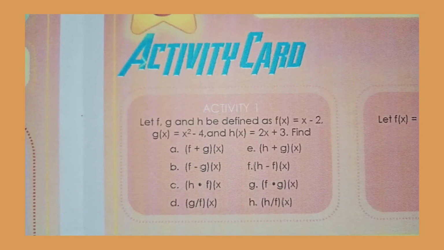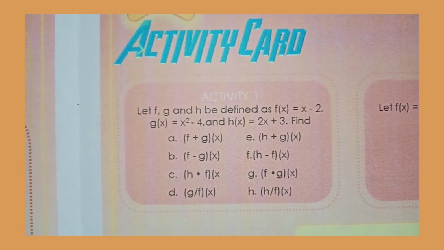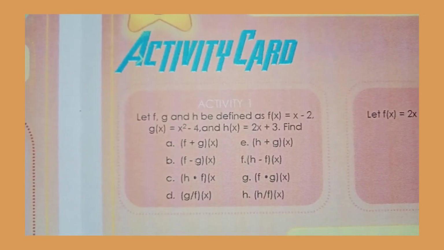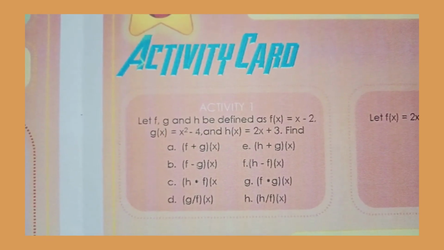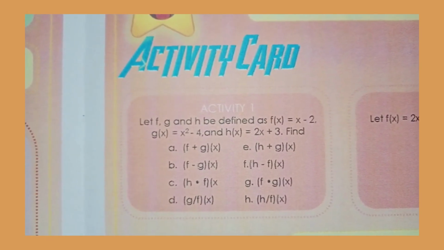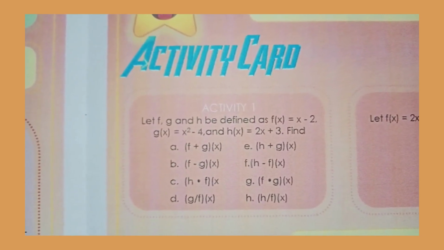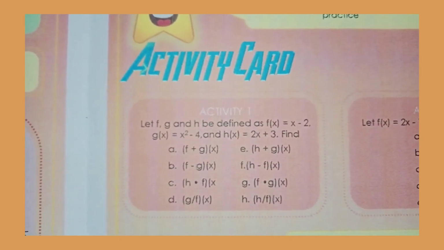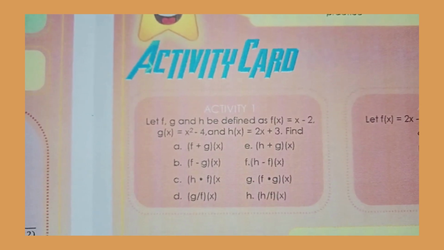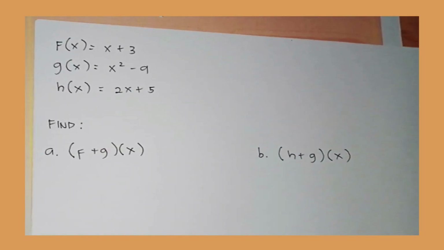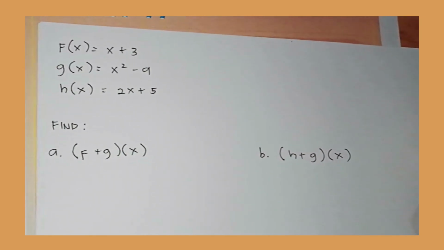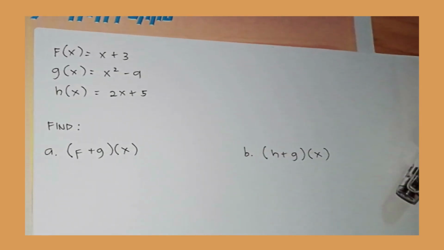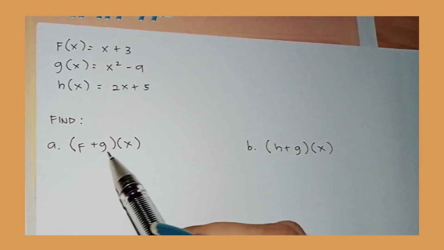In your activity card, activity 1, let f, g, and h be defined as f of x is equal to x minus 2, g of x is equal to x squared minus 4, and h of x is equal to 2x plus 3. So we need to find the given operations involving addition, subtraction, multiplication, and division. So, mabibigay ako ng example on how to answer activity number 1. If we're given f of x is equal to x plus 3, g of x is equal to x squared minus 9, and h of x is equal to 2x plus 5, let's find f plus g of x.